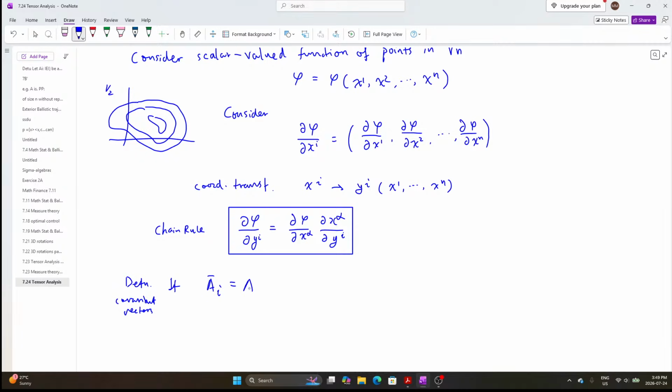If Ā_i = A_α dx^α/dx̄^i is a law, given a coordinate transformation x^i to x̄^i, where x̄^i are functions of x^1 all the way to x^n, then we say A_i, with lower index, are said to be the components of a covariant vector.